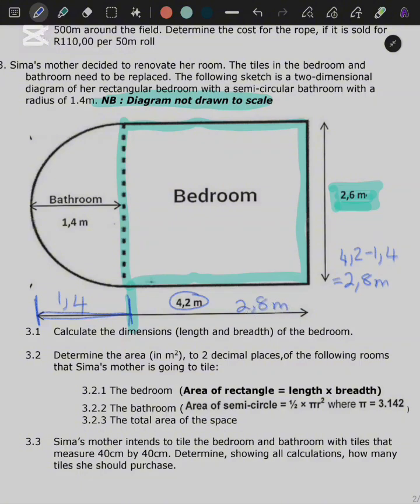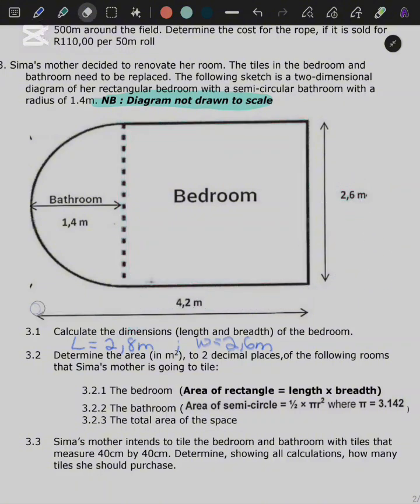As soon as you see the word dimensions, it just means you're going to tell us the length separately: the length is 2,8 meters, and the width separately, which is 2,6 meters. That's all you have to do. You don't need to multiply, you don't need to divide, you just need to state the values. Okay. Next thing they ask us is to work out the area of the following rooms, the first one being the bedroom. A bedroom, they tell us, is length times breadth. I'm just going to put down our measurement for our bedroom. So bedroom, length times breadth.